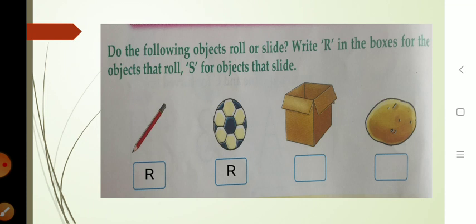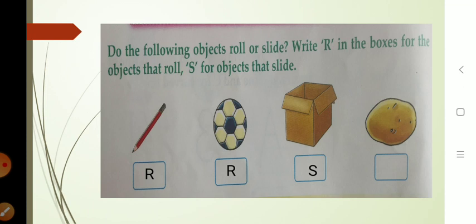Now see the box. If you have any box at your home or in your compass box, you can take it, put it down and just push it. Will it roll or slide? Yes, it will slide. So the box slides. That's why you have to write S here for slide.